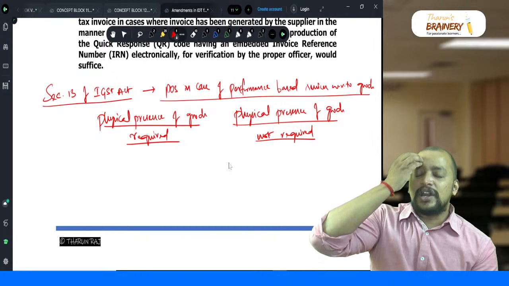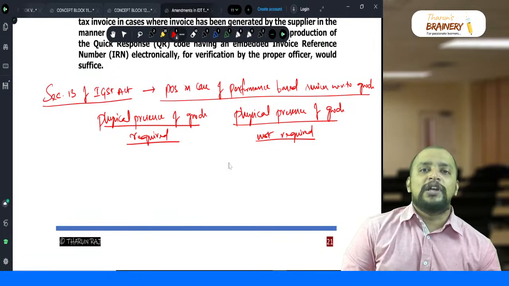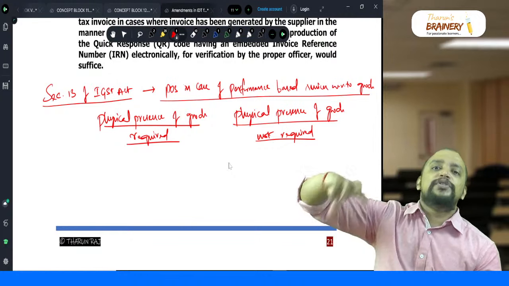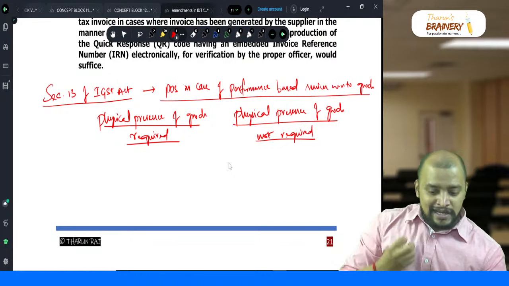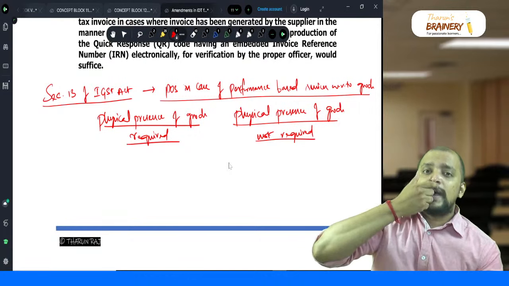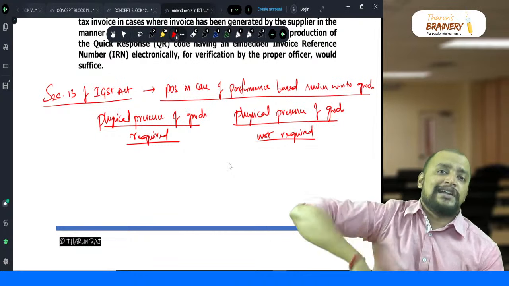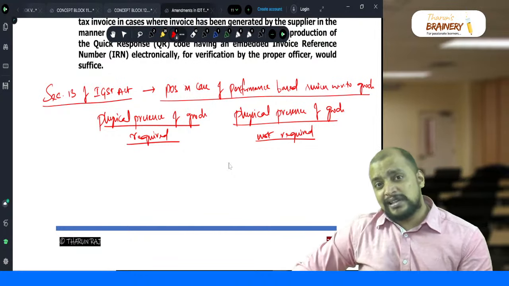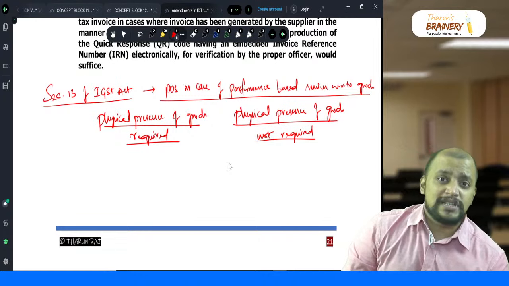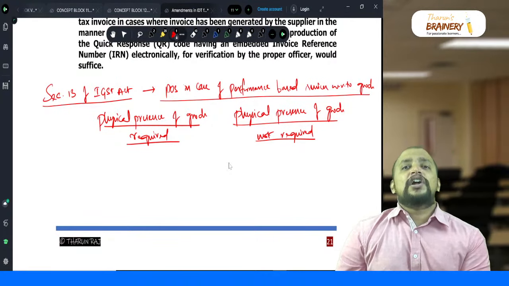maybe by remote. For example, there is one computer numerically controlled machinery. I will take the access of that machinery through the IP address and I will run the debugging as to what is the error that has happened in that. Now in this case, is physical presence of the goods required? No. Then inspection, audit, internal audit we are doing.